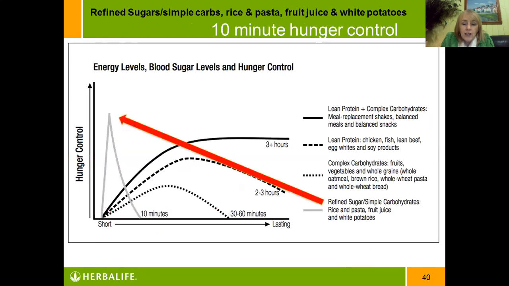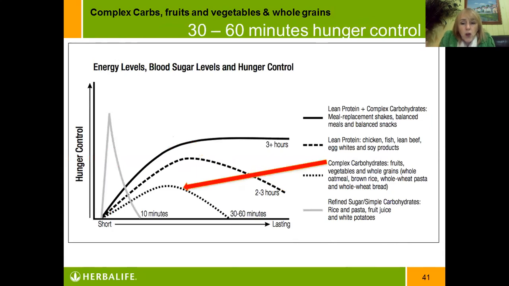So let's look at a meal with refined sugars and simple carbohydrates like rice, pasta, fruit juice, and white potatoes. Well, you can see you get a great boost, filling you up straight away with all those carbs, and a fantastic boost of energy. However, as you can see by the chart, within 10 minutes, that energy level's gone straight back down again. Plus, you'll be feeling hungry pretty quickly after those carbs because you burn them up so quickly. You'll be looking for more food, and your energy levels will go straight down.